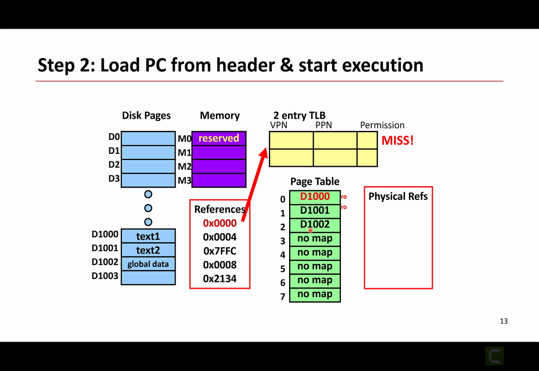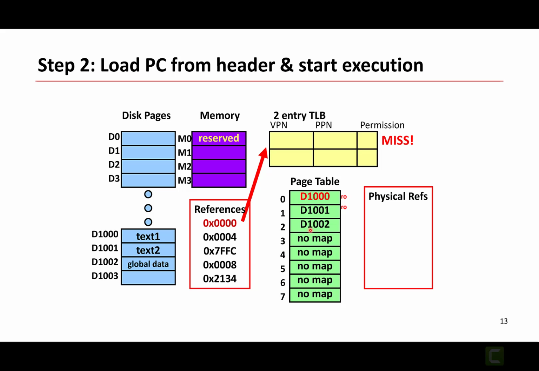Now, let's say the program starts its execution. The very first thing that will happen is the first instruction needs to be fetched. Let's say the operating system has initialized the program counter to 0. So now the instruction has to be fetched, and that requires an address translation. So you would go and check the TLB. The processor in the fetch stage would check the TLB for an address translation. The TLB is empty, so it's going to be a TLB miss.